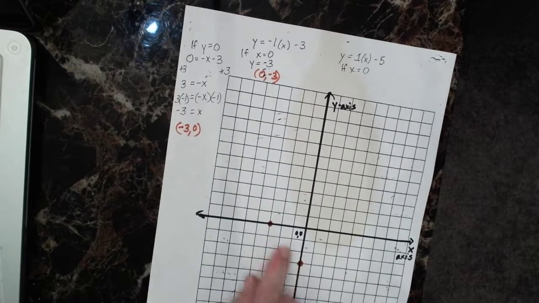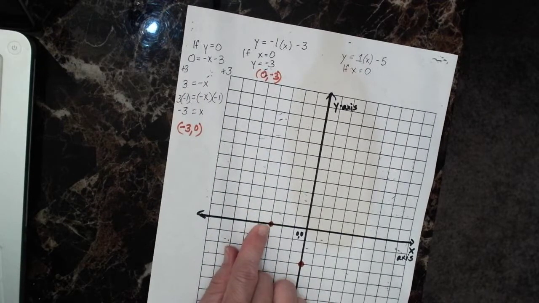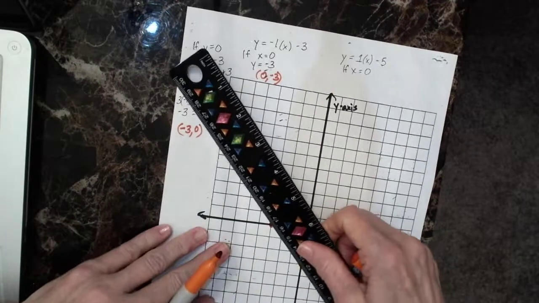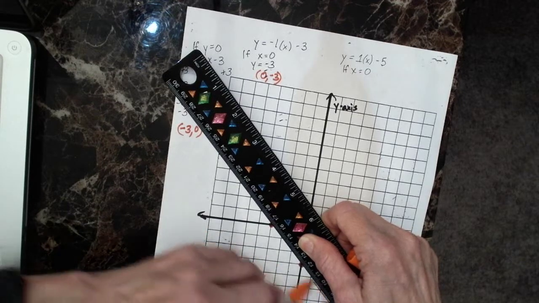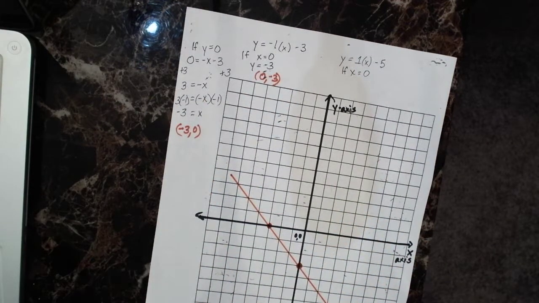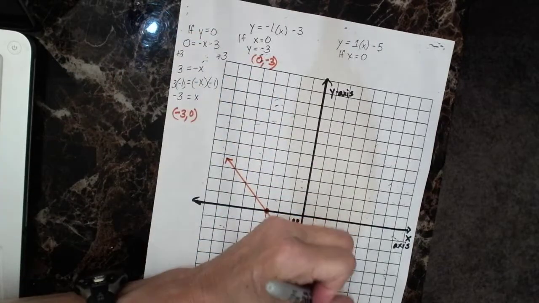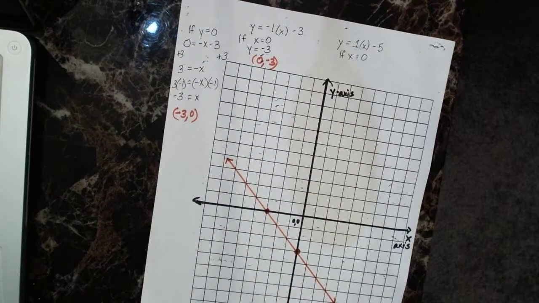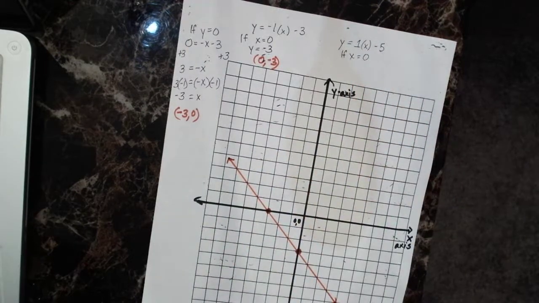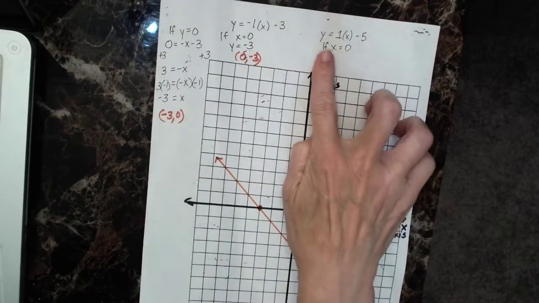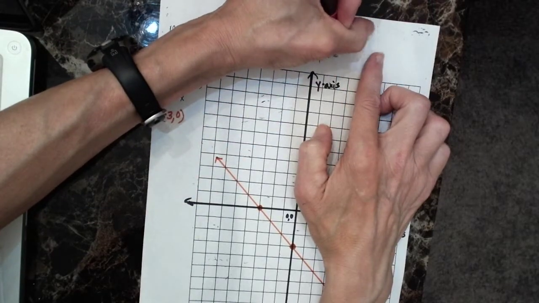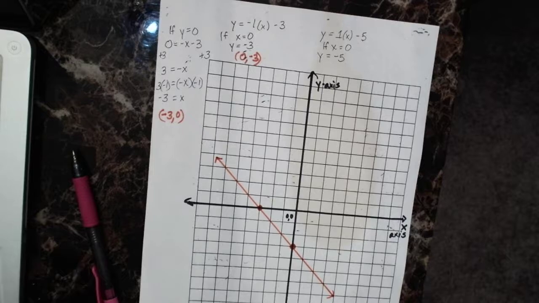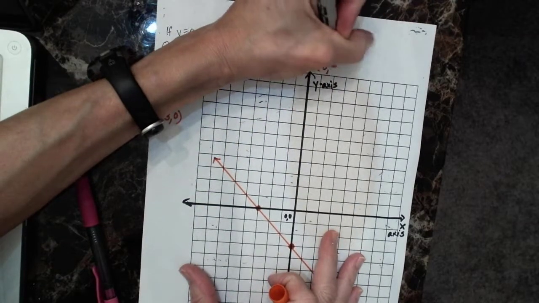Now remember, 2 points distinguishes a line, so we can connect those 2 points and make a line. So that's our first line. Now we're going to repeat the pattern for the other equation and graph that. So we're going to let x equals 0, so we have y equals negative 5. So now that point is 0, negative 5.